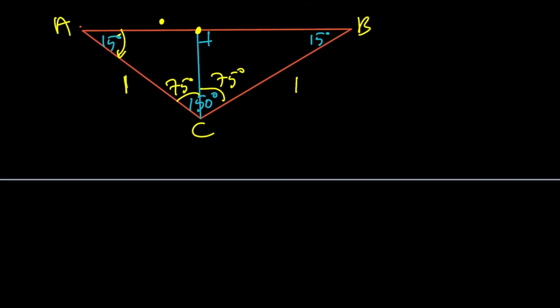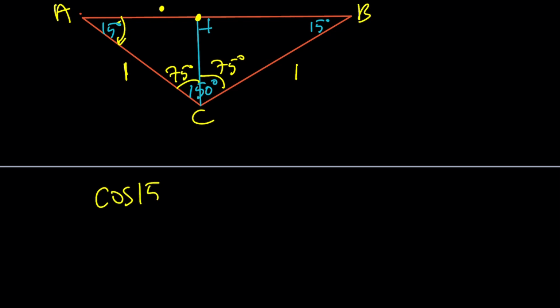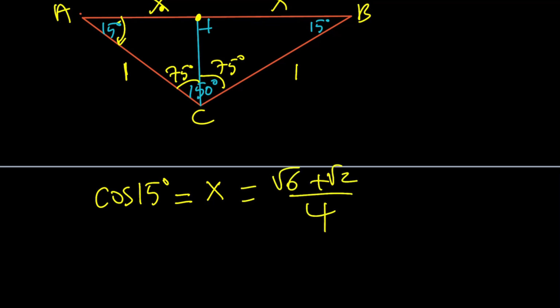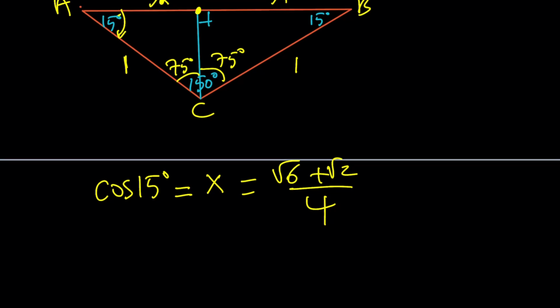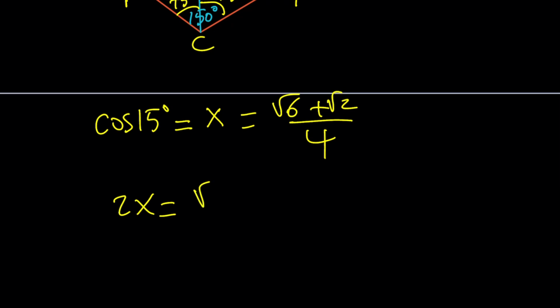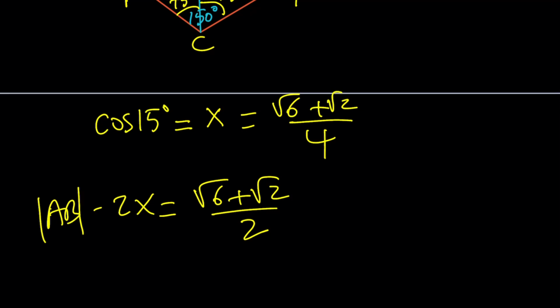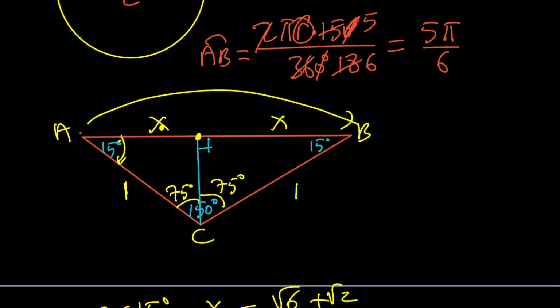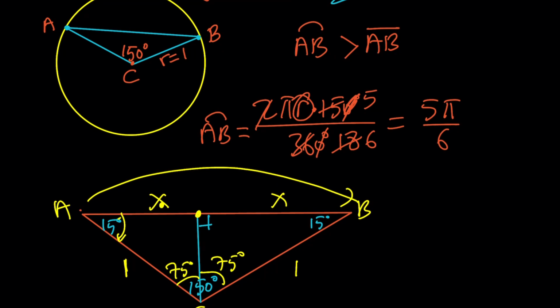So you can write the following. Cosine 15 degrees is equal to, and let's call this length x, and this is also going to be x over 1, or just x. Great. What is cosine 15? It is square root of 6 plus square root of 2 over 4. So this is what you should be thinking as soon as you see root 6 plus root 2 divided by 2. But wait a minute, it's not divided by 4, but don't worry, we're looking for 2x. So if you find 2x, it's going to be root 6 plus root 2 over 2, which is actually the segment AB. Make sense?